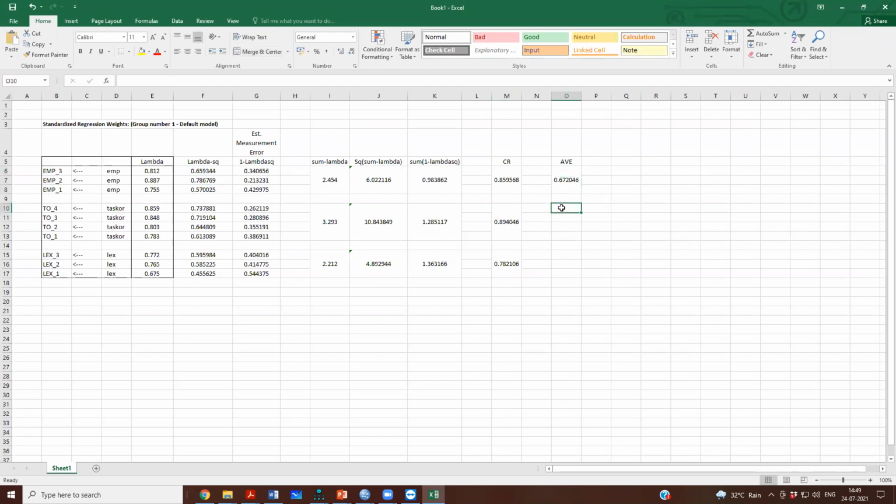Computed. Similarly, average variance extracted for TO is the average of the lambda squares, and then average variance extracted for LEX is the average of the lambda squares associated with LEX. Right, so this is what we have got now. Okay, we can again center it.